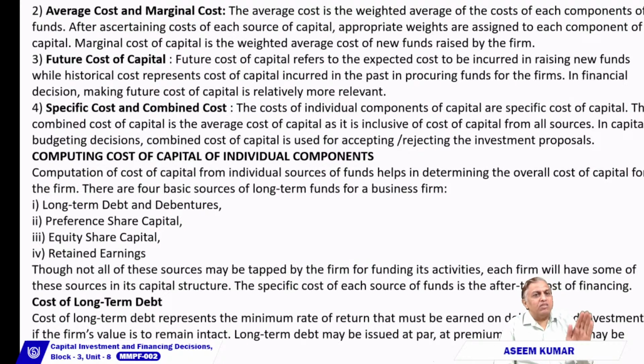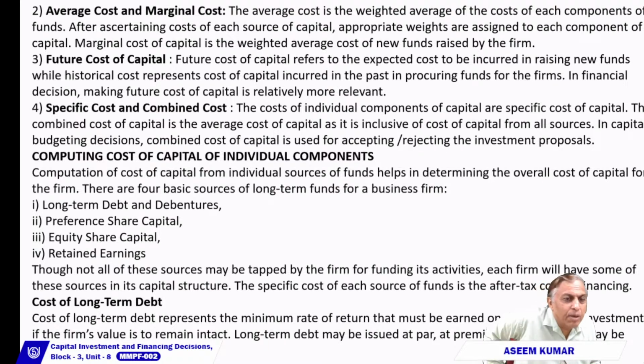Then comes the specific cost and combined cost. The costs of individual components of capital are specific costs of capital. The combined cost of capital is the average cost of capital as it is inclusive of cost of capital from all sources. In capital budgeting decisions, combined cost of capital is used for rejecting the investment proposal.